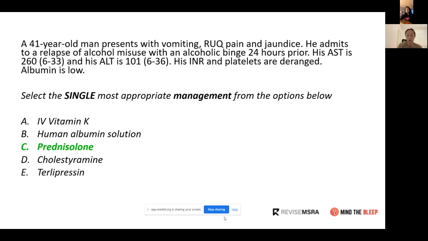And so I get that the vitamin K could have thrown people off, thinking that it could be an upper GI bleed. But if there was an upper GI bleed, they would state the urea results, so a raised urea. They would also mention that the patient has had vomiting. They will mention the content of the vomit, either coffee ground or bright red blood. So that's why this is steroids, because it's alcoholic hepatitis.